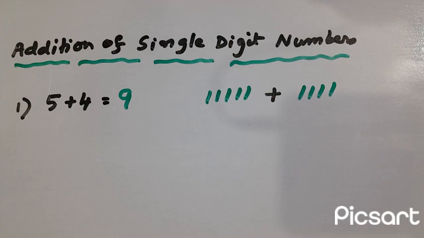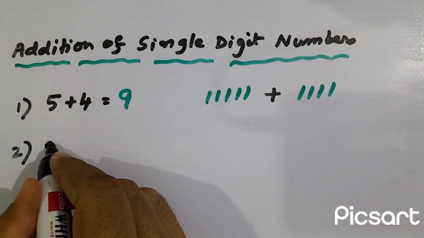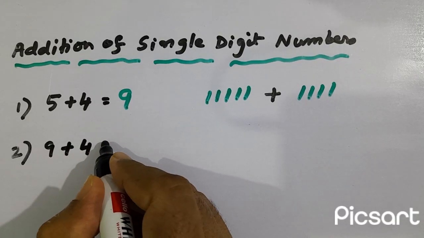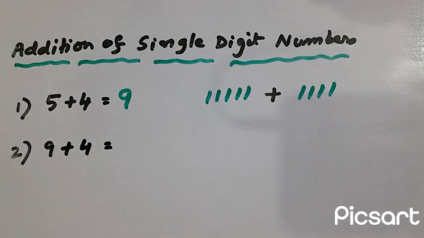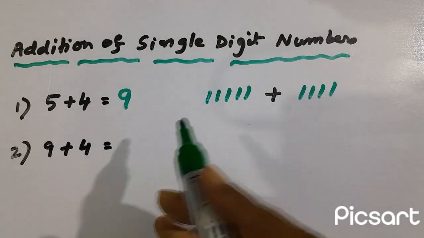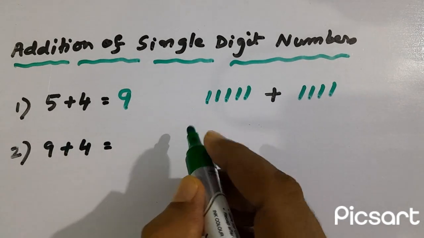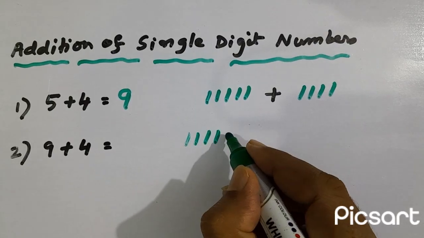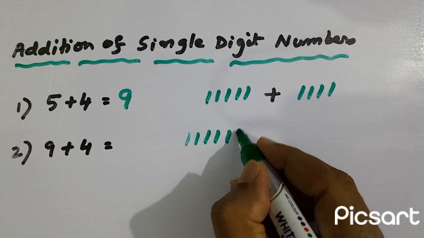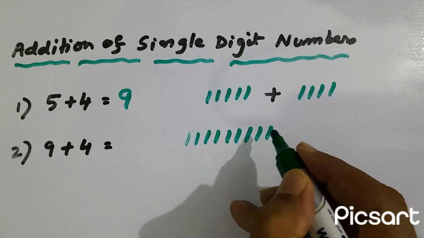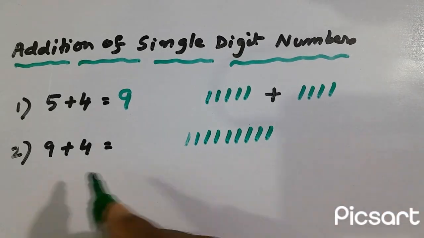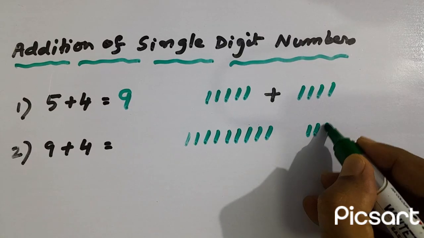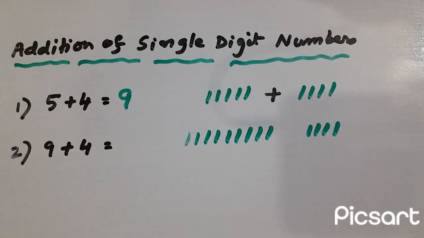Let us take one more example. 9 plus 4. So what we'll do, in the same way, first number is 9, so we'll draw 9 lines. 1, 2, 3, 4, 5, 6, 7, 8, 9. And second number is 4, so we'll draw 4 lines.